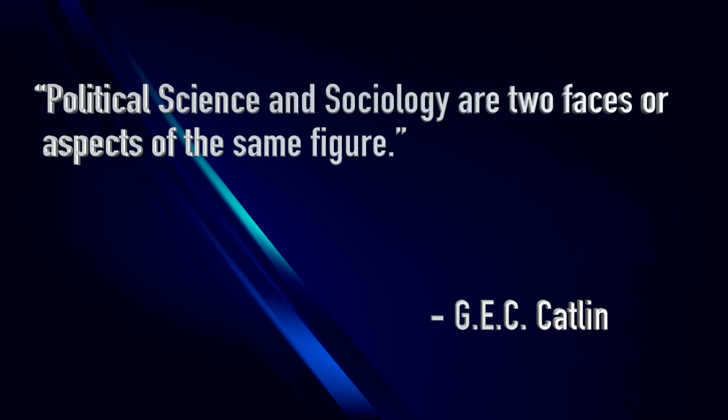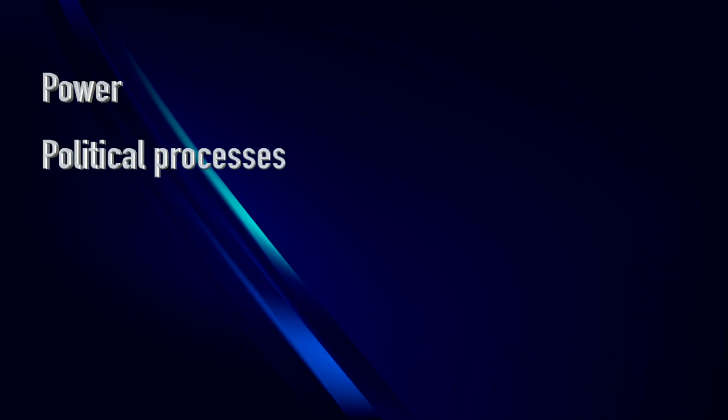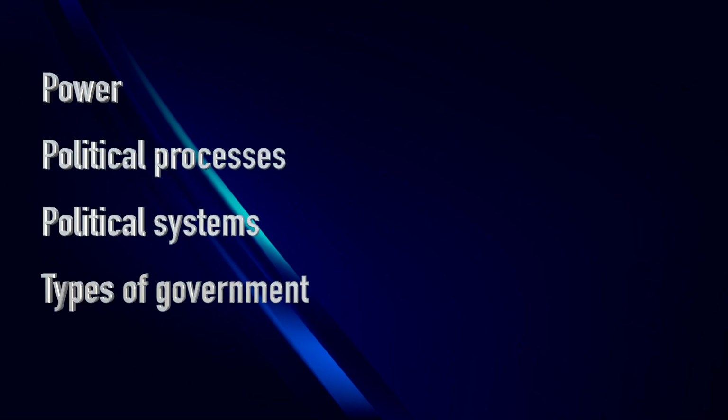Now, we will discuss the relationship of sociology and political science. As in the case of economics, there is an increased interaction of methods and approaches between sociology and politics. According to some scholars, political science and sociology are two facets or aspects of the same figure. Political science is the science of state and government. It studies power, political processes, political systems, types of government, and international relations. It deals with social groups organized under the sovereignty of the state. It studies the political activities of man. It only studies the organized society.